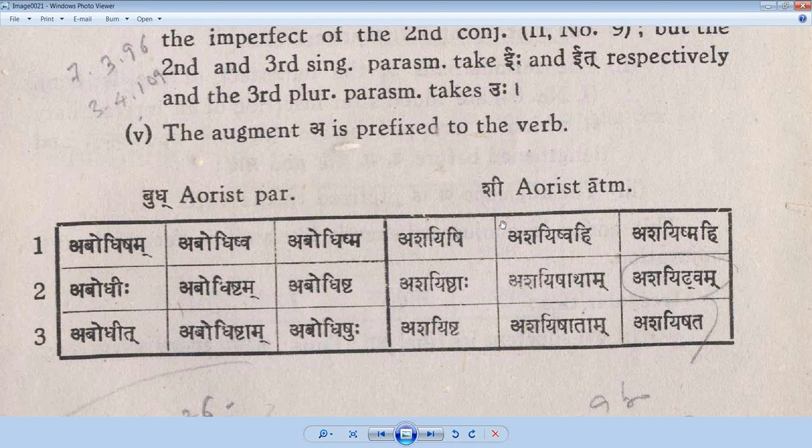Yes, correct. Bodhati, Bubhoda, Bodhita. So, okay, nothing special. Alrighty, so let us continue. Let's look at this dhatu shing swapne.